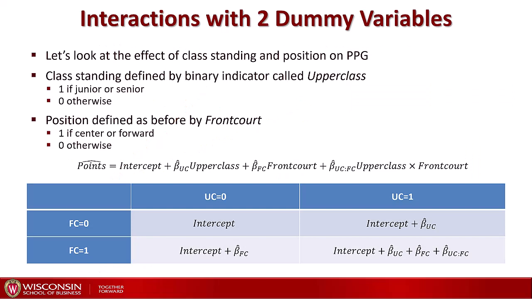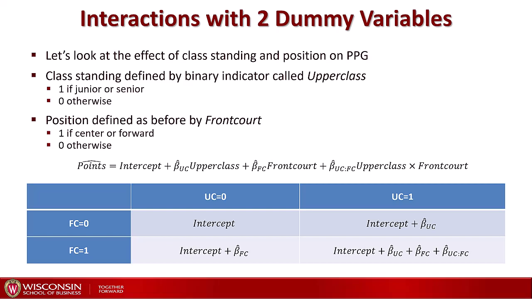Finally, let's look at interactions with two dummy variables. So we don't have continuous variables anymore. Now all the variables in our interaction are 0 or 1. We want to see specifically the effect of class standing and position on the expected points per game. Class standing is just a binary indicator called upper class, which is 1 if the player is either junior or senior, and 0 otherwise. Then we have front court, which is the same as before.